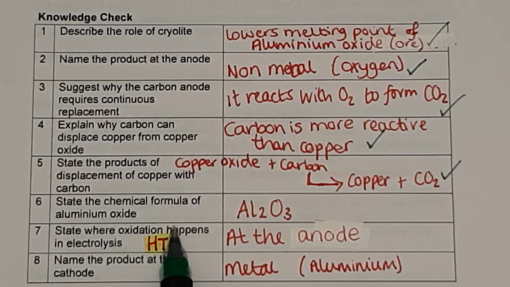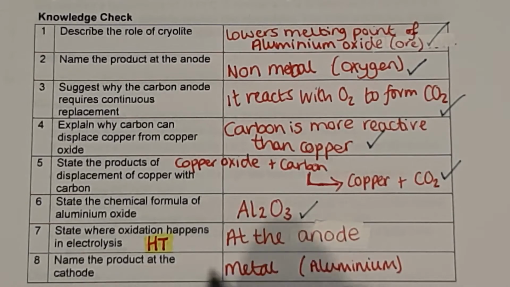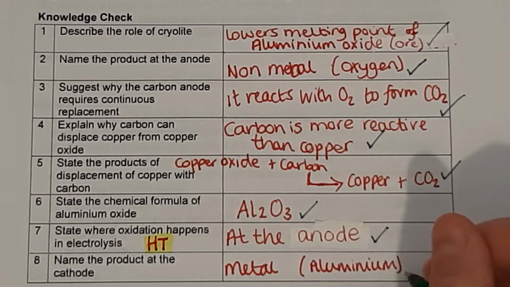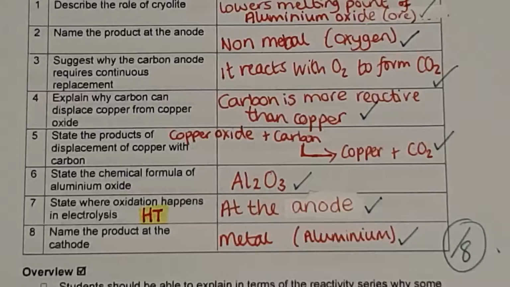State the chemical formula of aluminium oxide, Al2O3. State where oxidation happens in electrolysis, well, at the anode. And name the product at the cathode, which is metal or aluminium in this case. Either of those is acceptable for the mark. Okay, so give yourself a mark out of 8 for that, please. And then we're going to move on.